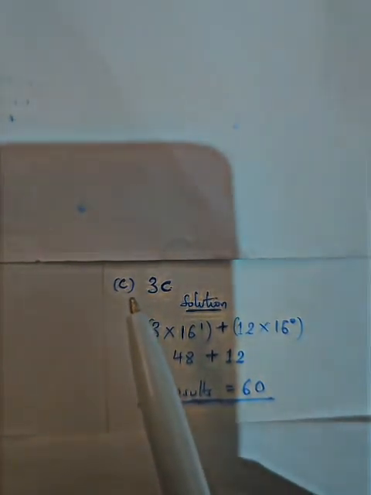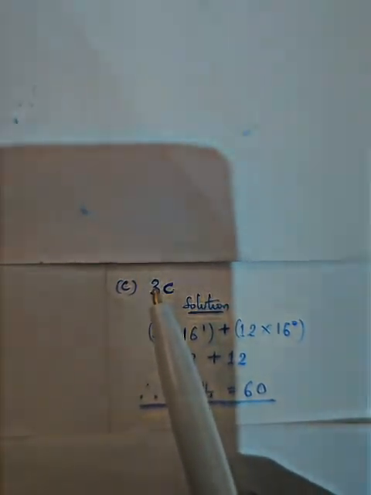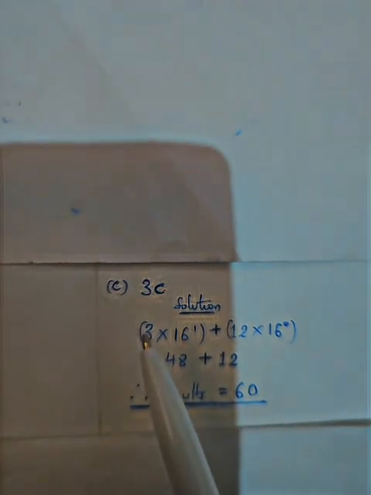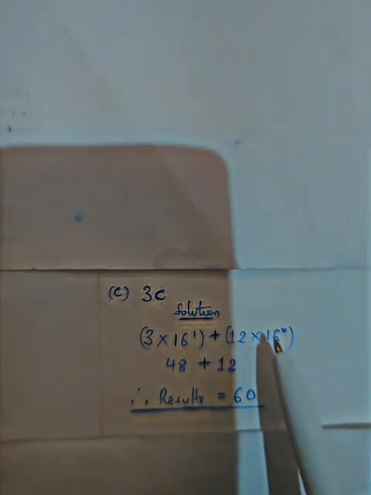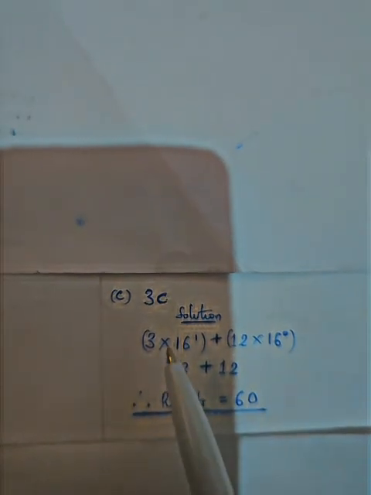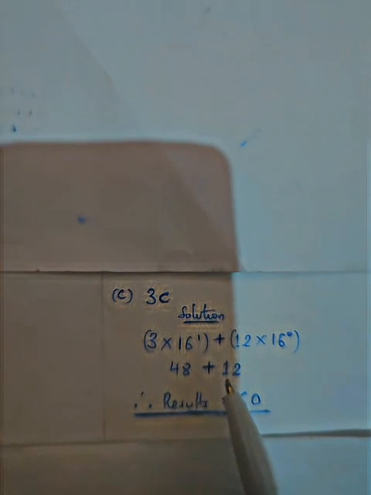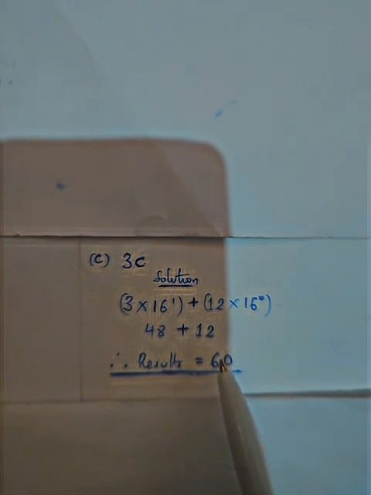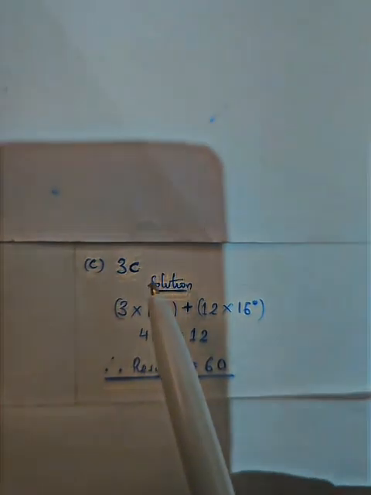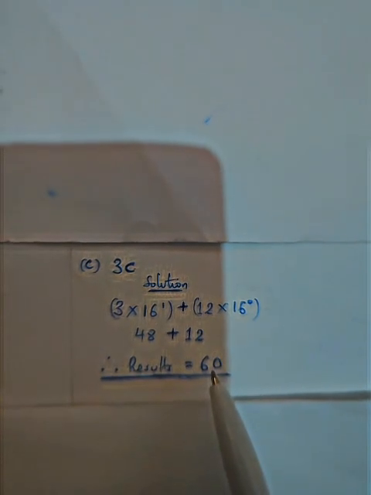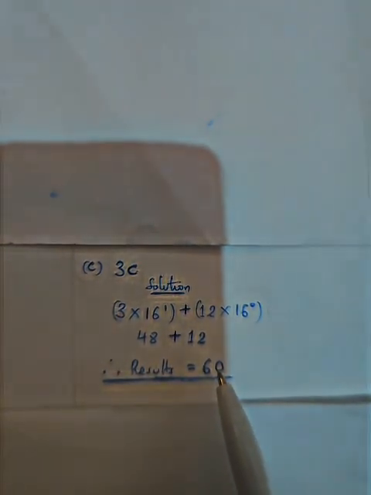As we finish with 4b, the next question is 3C. Therefore, C represents 12, and 3 is 3. Therefore, 3 times 16 power 1 plus 12, C represents 12, times 16 power 0. Therefore, this results in 48. This plus this results in 12. Adding them results in 60. Therefore, hexadecimal 3C represents the decimal number 60.